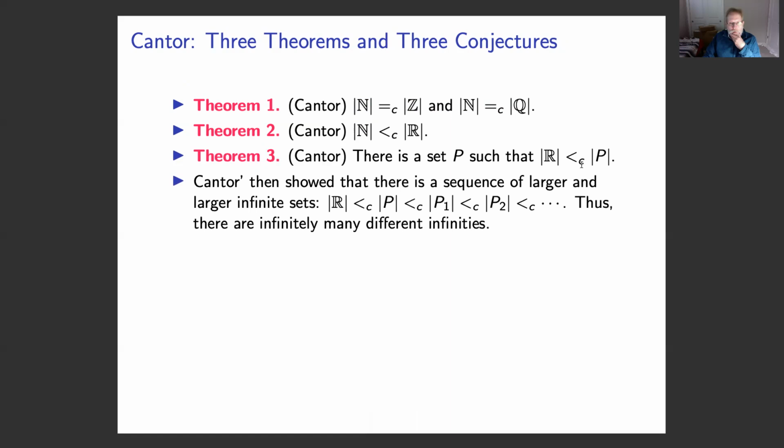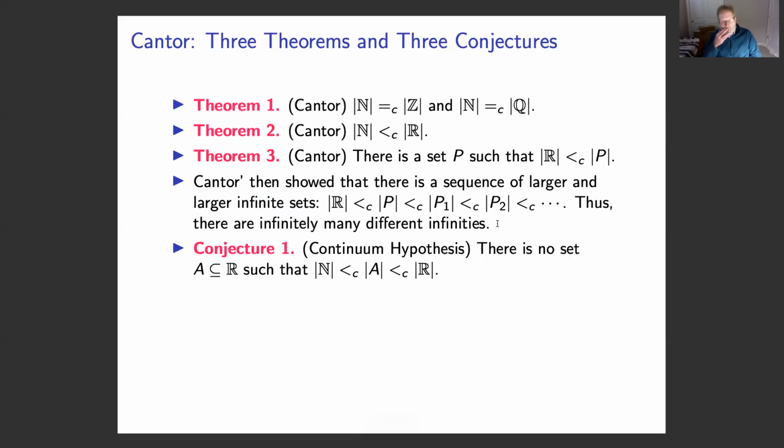But after he proved this, he said, why should we stop there? Cantor then showed that there's a sequence of larger and larger infinite sets. So there's a set bigger than the real numbers, P, and there's a set bigger than that set. And then there's a set P2, which is bigger than that set. And this goes on without end. Thus, there are infinitely many different infinities. Now, this came as a complete shock, of course, to mathematicians at the time. It just seemed like this was going more philosophical than mathematical, but it truly is mathematical.